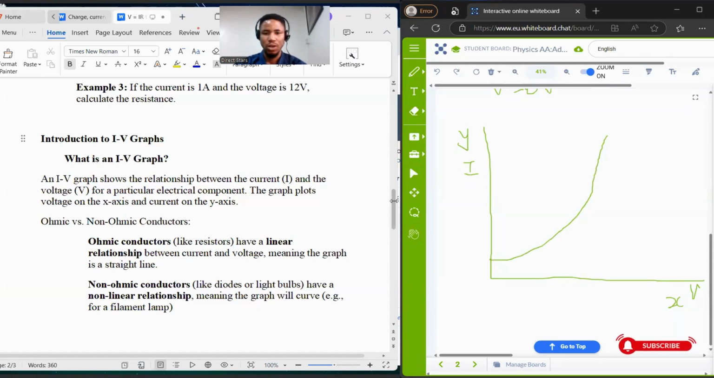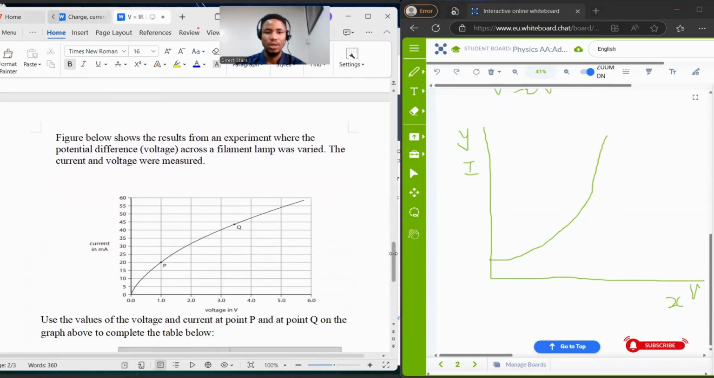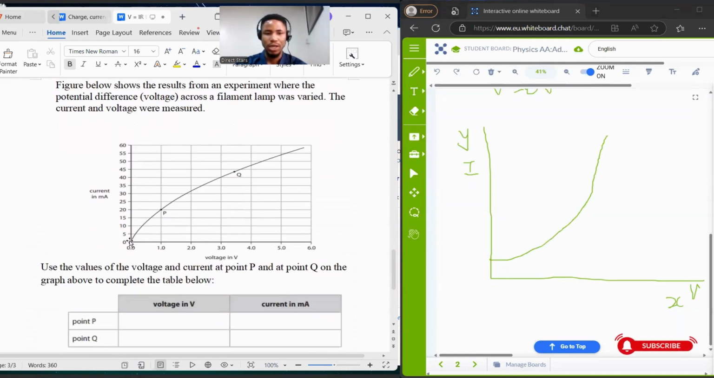I have a graph here for you to understand how it looks. This figure shows an experiment where the potential difference, which is the voltage across a filament lamp, was varied. The current and voltage were measured. This is a non-linear graph. You can see this is not a straight line. In this graph, we have the current in milliamps and the voltage in volts.